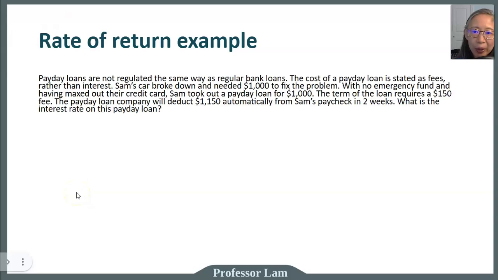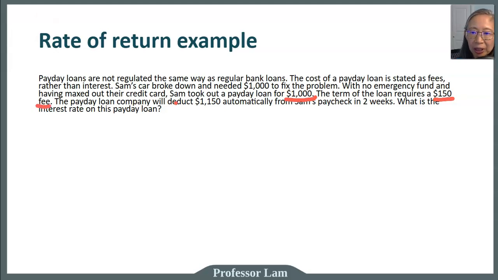In this example, we're going to take a look at payday loans. Payday loans are not regulated, and the way they state their interest is very tricky. Instead of calling what they charge interest, they call them fees, and therefore subject to different regulations. Sam is looking at borrowing $1,000. The term of the loan says that they will charge Sam a $150 fee.